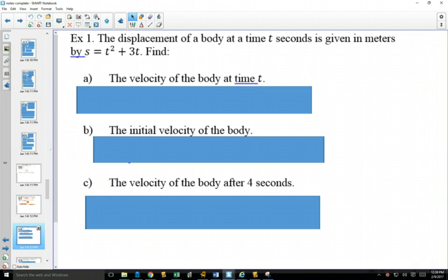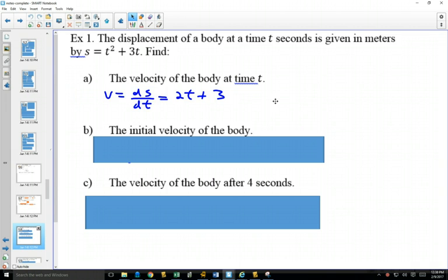So what is our velocity? Our velocity is always the derivative of our displacement with respect to time. And in this case, we've got meters per second. So at 3 seconds, if I plug in 3 for time, I'm going 9 meters a second.